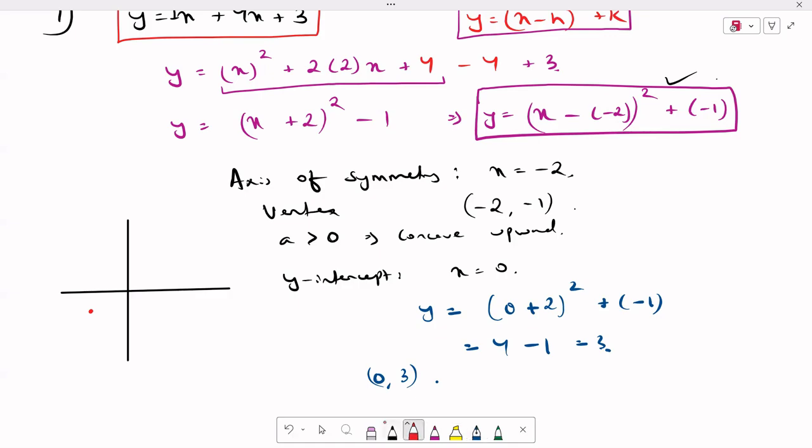So next I will be locating the 3, which lies somewhere around here. And that gives me an idea of how the parabola will rise. So yes, we are done. So that was about how to sketch the graph of a completed square form parabola. Okay. So I hope that was fun. And let's move to the general form.